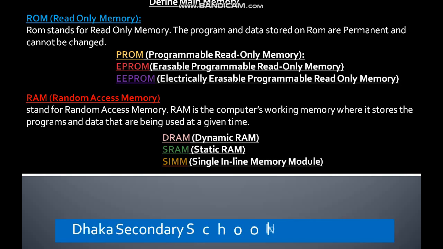RAM is the computer's working memory where it stores the program and data that are being used at a given time. We have three types of RAM: DRAM, SRAM, SIMM. Dynamic RAM, static RAM, single inline memory module.